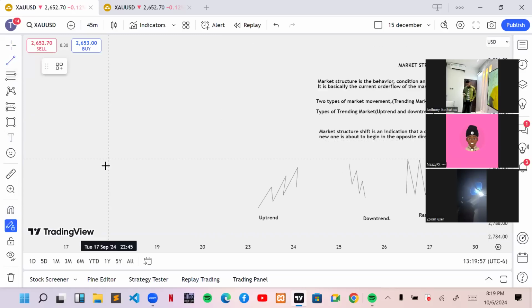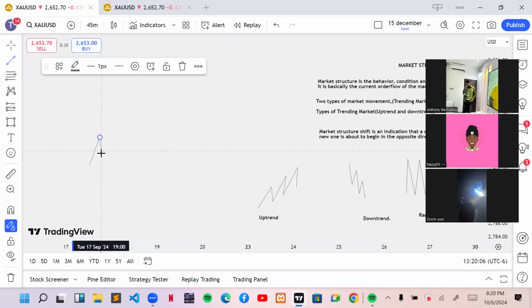Let's say, for example, that price was previously on an uptrend. You see the market making a series of higher highs and higher lows, higher highs and higher lows. Instead of making another higher low to continue the uptrend, the market does something like this. If you're not paying attention, the market structure has shifted. That's why it's called market structure shift.